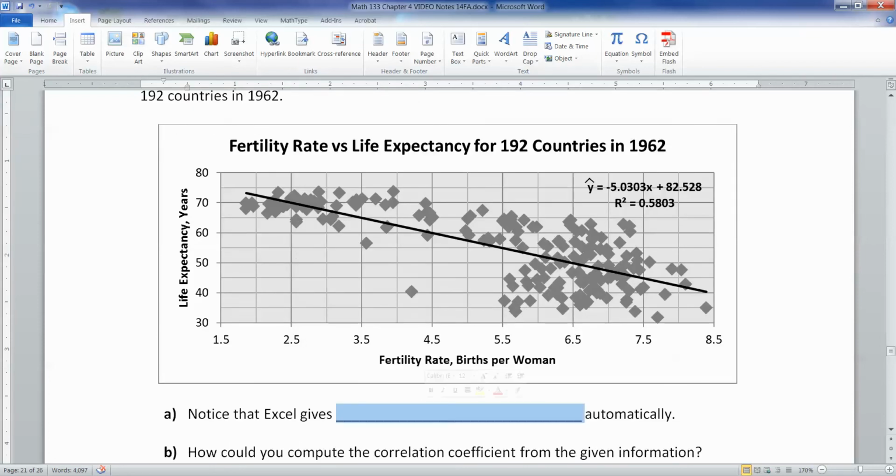So we have our y hat value right there, and we have our r² value. Notice that it gives the coefficient of determination, which is r², automatically.